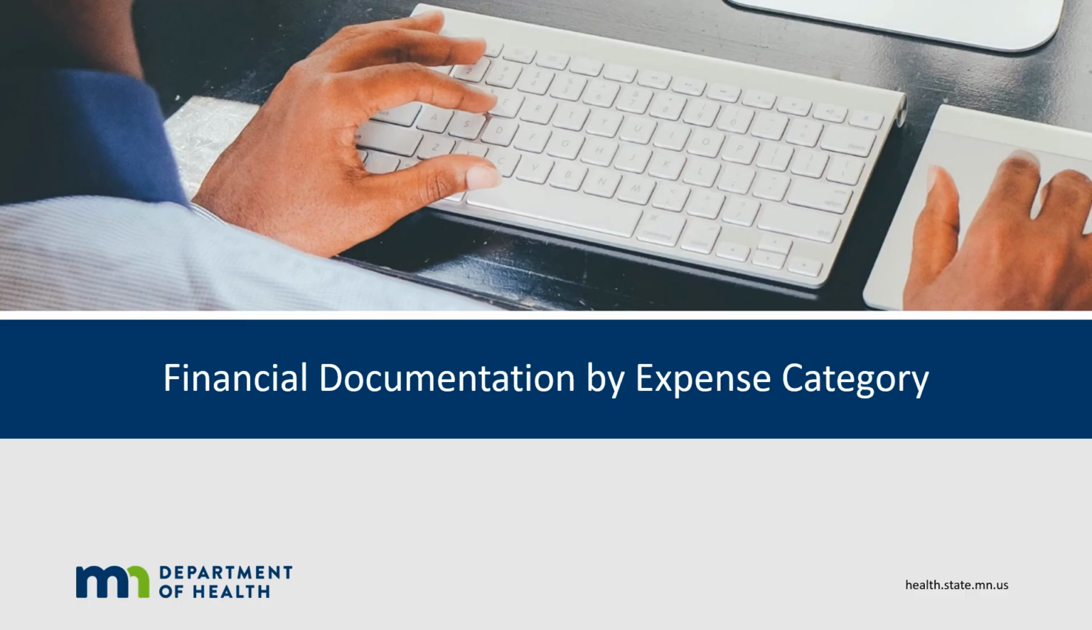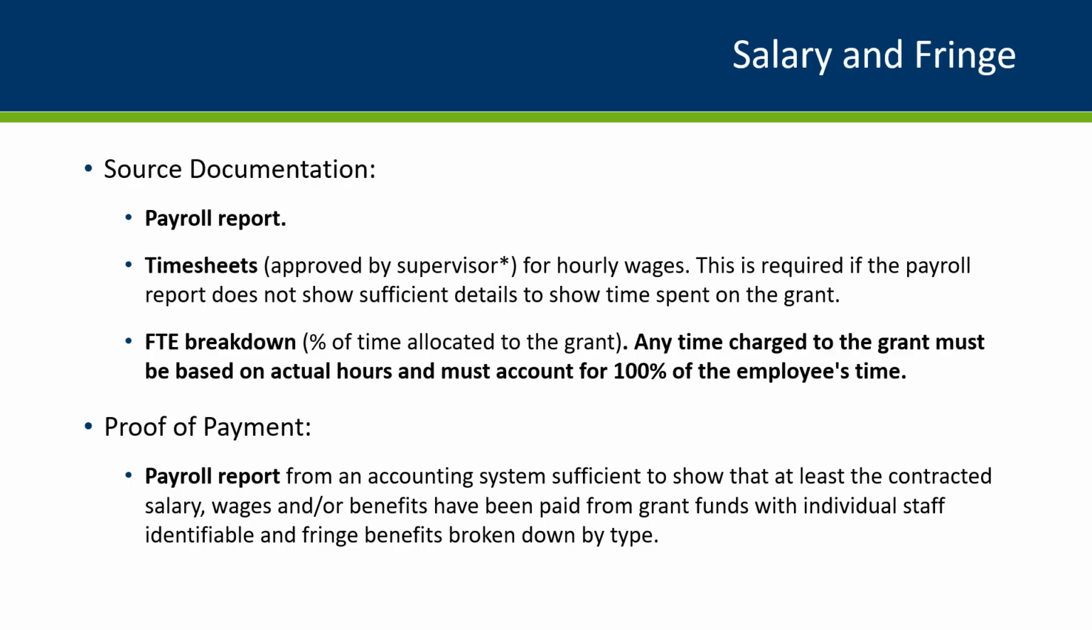Now we're going to talk about expense category financial documentation. The first expense category is salary and fringe. The source documentation that should be provided would include a payroll report, timesheets approved by the supervisor for hourly wages. This is required if the payroll report does not show sufficient details to show the time spent on the grant. The timesheets should be signed by both the supervisor and the employee. An FTE breakdown, which is the percent of time allocated to the grant.